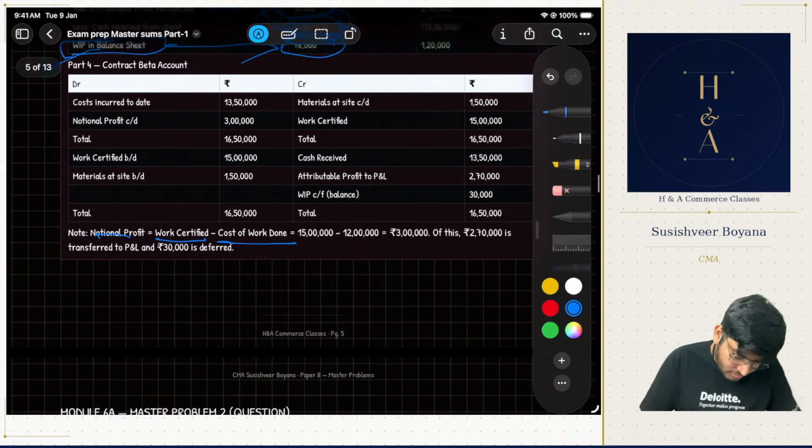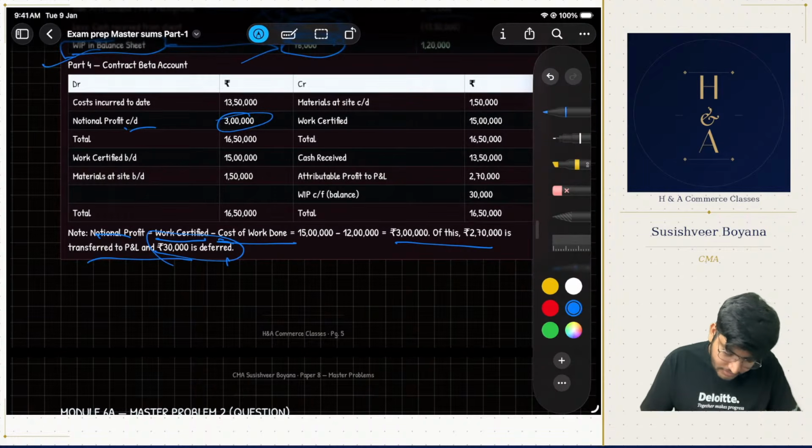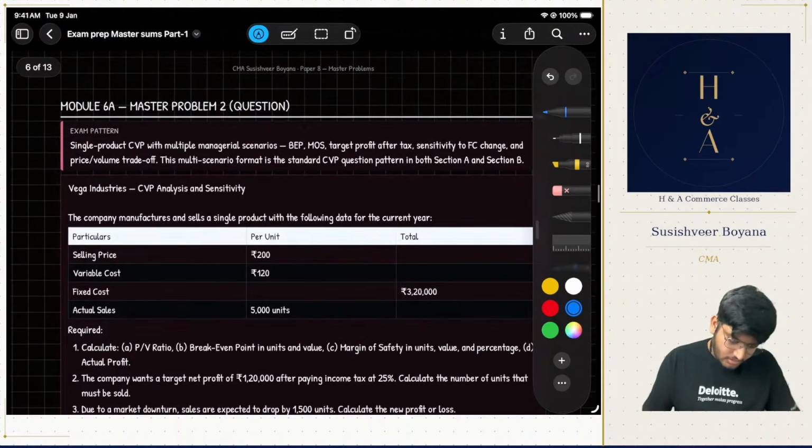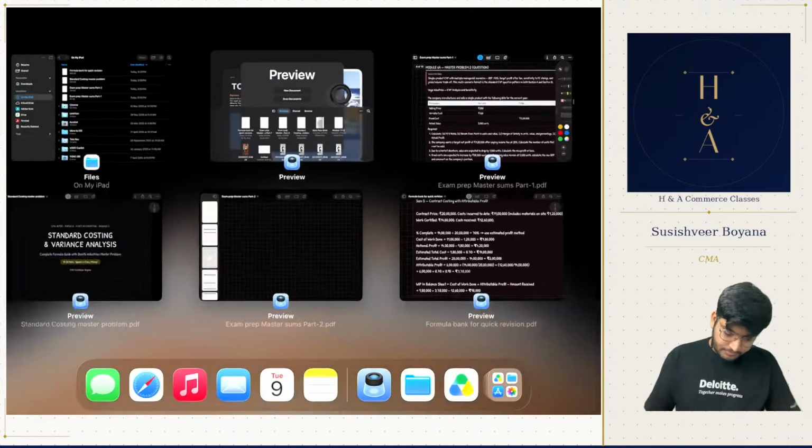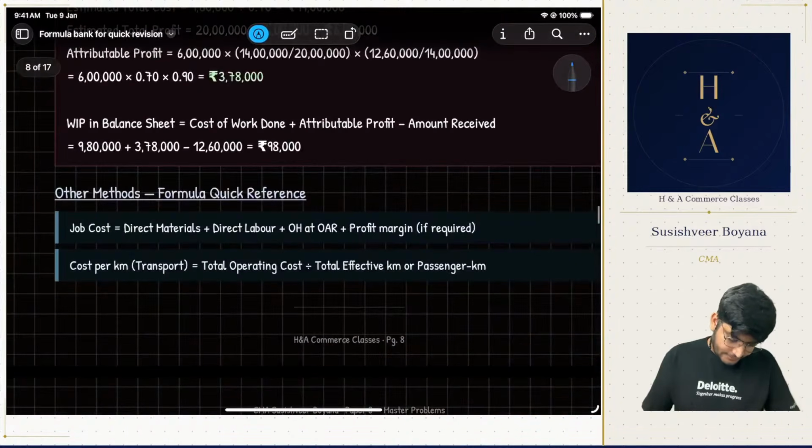Okay, probably here for this they must have shown it. Yes, 3 lakhs is deferred. All right.